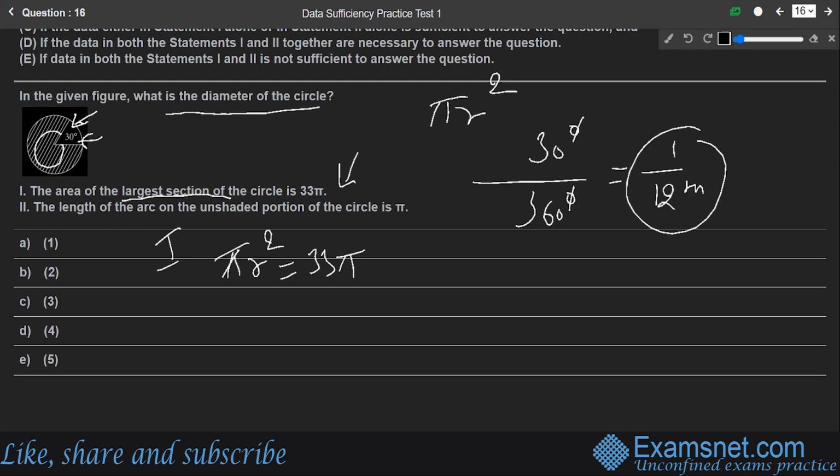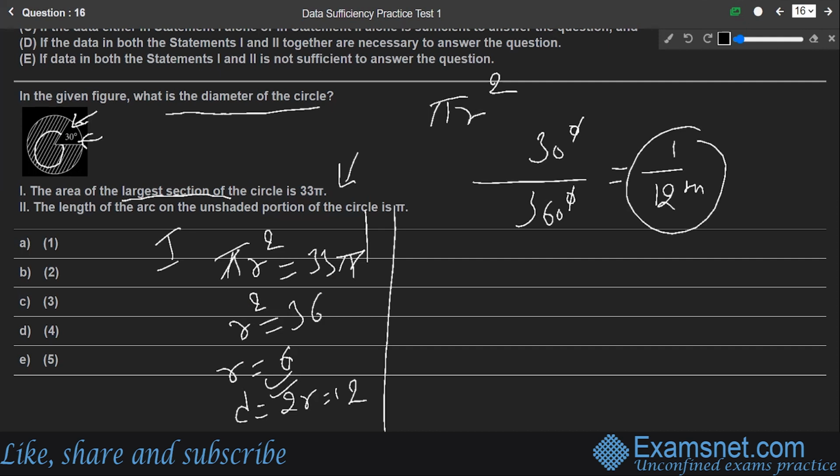Thus if we do this, pi and pi get cancelled, so we can divide by 11 and multiply by 12. We can get the r square value as 36. If we do like this, the r square value comes out to be 36, which means the r value is 6. If the r value is achieved, clearly we are able to answer what the diameter is going to be: 2r, that is 12. So statement number 1 is sufficient to answer the question that the diameter is 12.